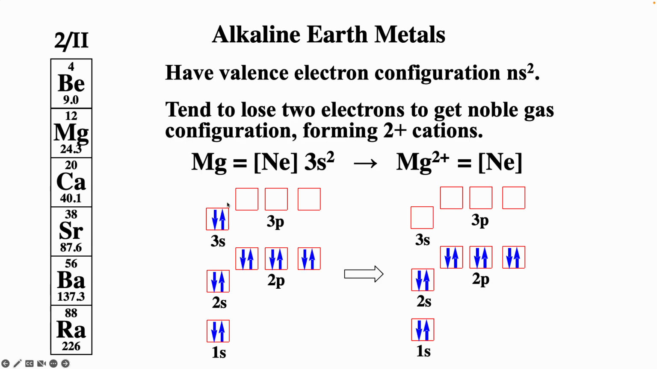And so here's magnesium. It's got the electron configuration 1s2, 2s2, 2p6, 3s2. The valence electron configuration is 3s2. Now if it loses these 2, then it gets the noble gas configuration of neon. And so all alkaline earth metals have the valence electron configuration ns2, and they tend to react by losing those 2 electrons, forming 2+ cations.